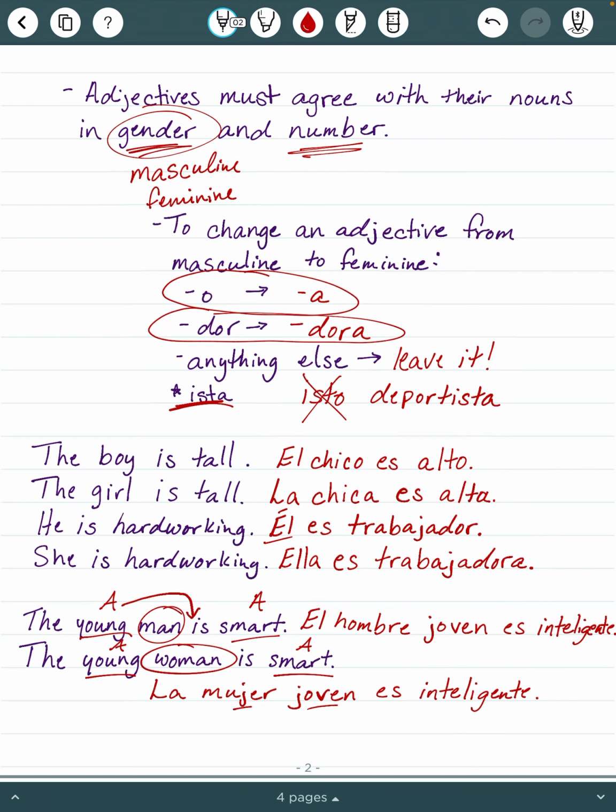We need to double check for adjective agreement. Joven ends in an N. That's not O or dor. It is anything else, so we're going to leave it alone. Inteligente ends in an E. That is not O or dor. It's anything else, so we're going to leave it alone. So we actually ended up with the same adjectives for el hombre and la mujer.